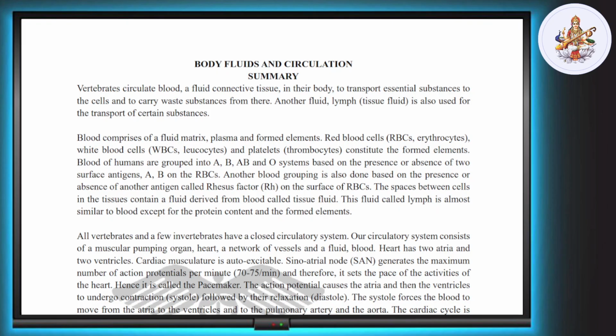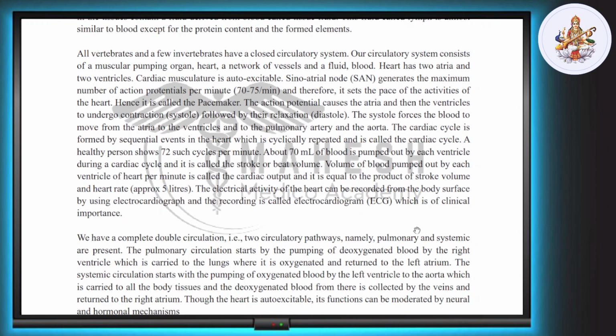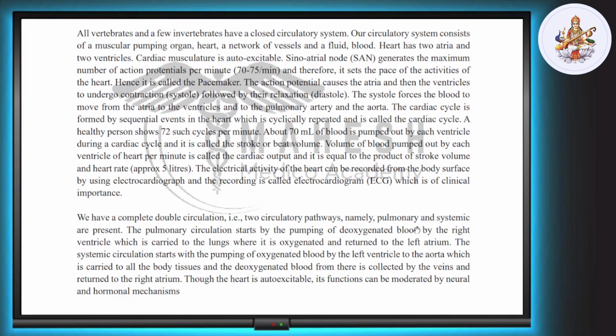Circulatory system in humans. Humans have a closed circulatory system, which means blood flows within a closed network of vessels. It includes the heart, muscular pumping organ, blood vessels, arteries, veins, and capillaries, and the blood itself. Heart structure and function. Our heart has 4 chambers, 2 atria, upper chambers, and 2 ventricles, lower chambers. The muscle of the heart is autoexcitable, meaning it can generate its own impulses.